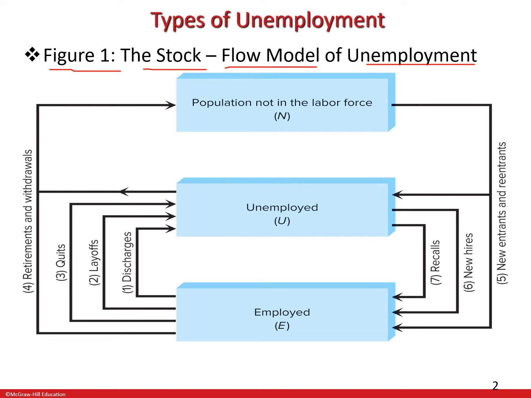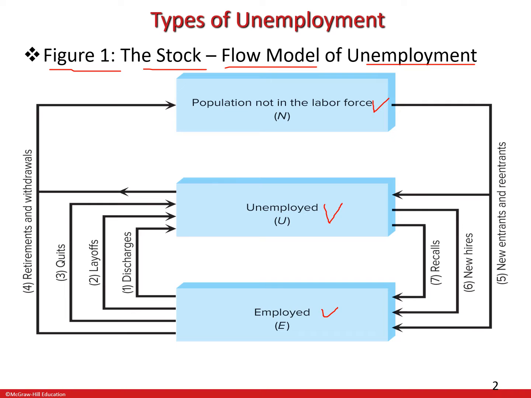At any point in time, there is a measurable stock of people in each of the three boxes. Box number 1 is employed people who are working. Box number 2 is unemployed people who are not working but looking for a job. And box number 3 is population not in the labor force. But these stocks are simultaneously being depleted and replenished by numerous flows into and out of each category.